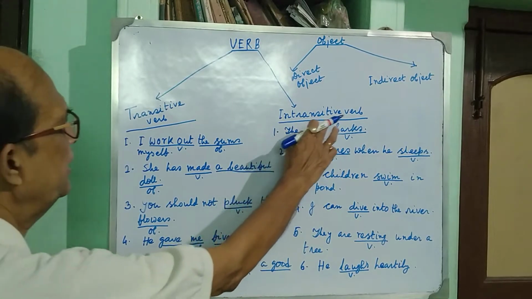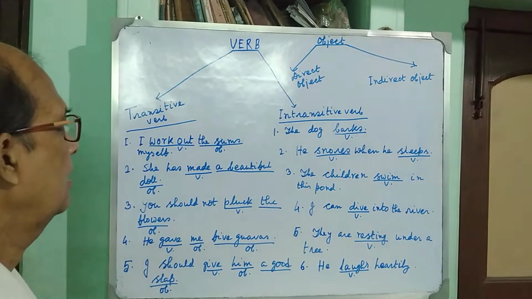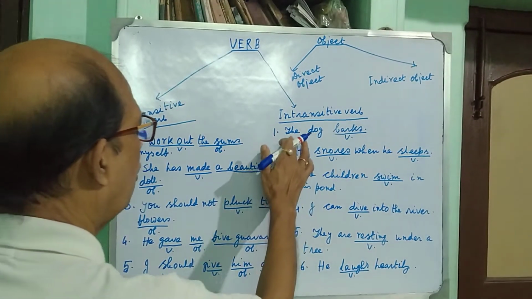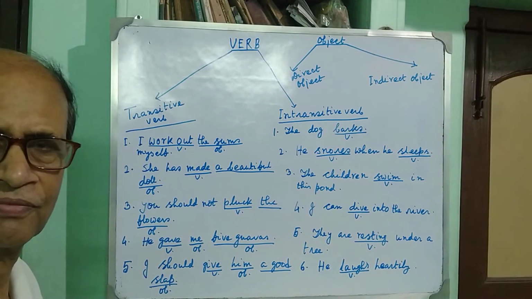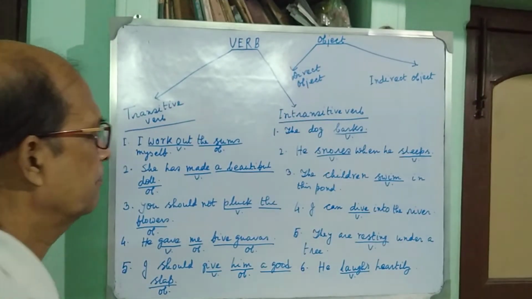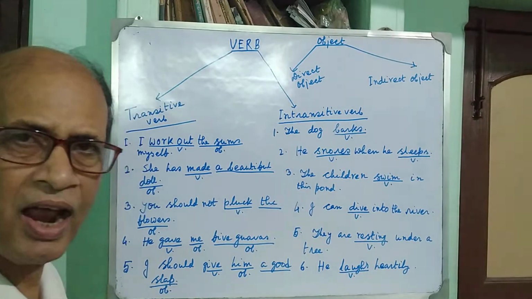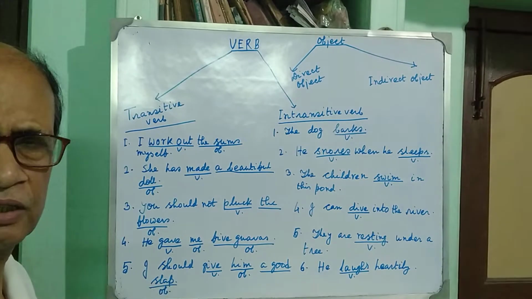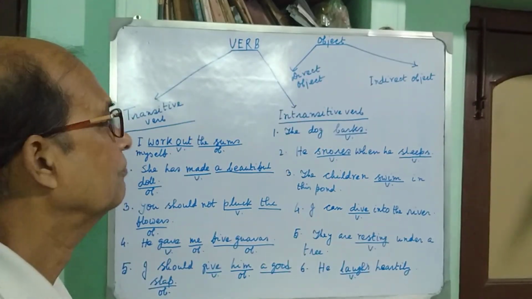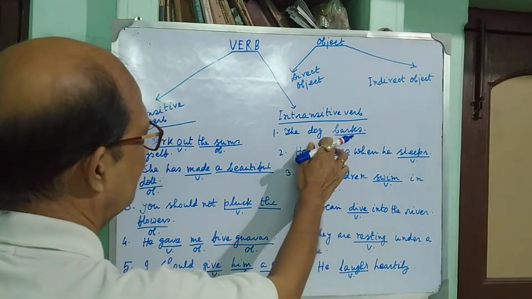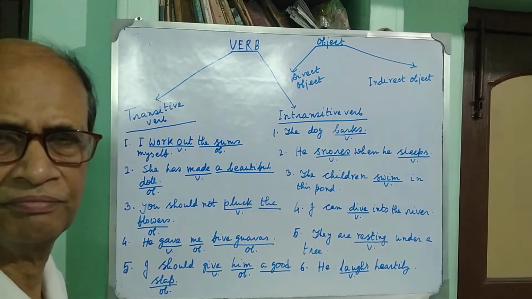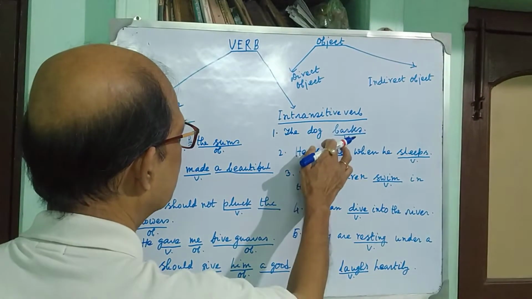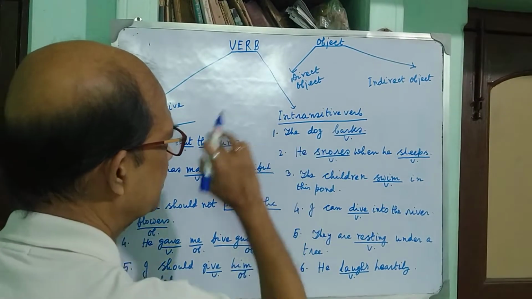Now go to intransitive verb. The verb having no object. The dog barks. Here the finite verb is barks, and ask the finite verb by what or whom. You see, what? No, there is no answer. Whom? There is no answer. So, it is an example of intransitive verb.